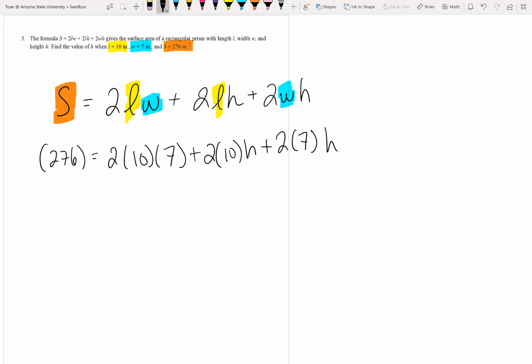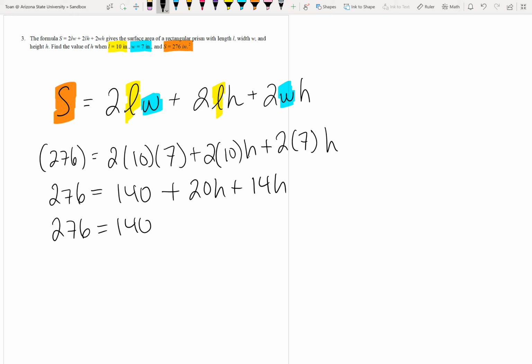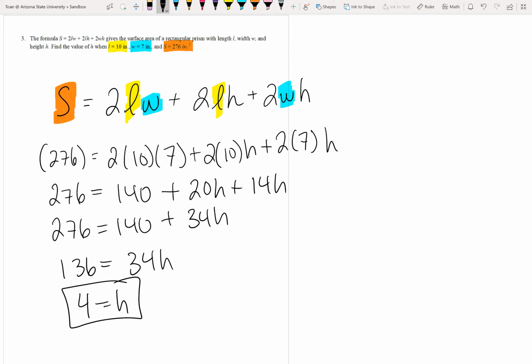So notice, it's just a regular equation, so just do math. 276 equals 2 times 10 times 7, which is 140, plus 2 times 10, which is 20 H's, plus 2 times 7, which is 14 H's. Let's combine like terms. 20H plus 14 H's is 34 H's. Subtract the 140, so that's 136 equals 34 H's, and then divide out the 34. That gives you H is 4, so the height is 4 inches.